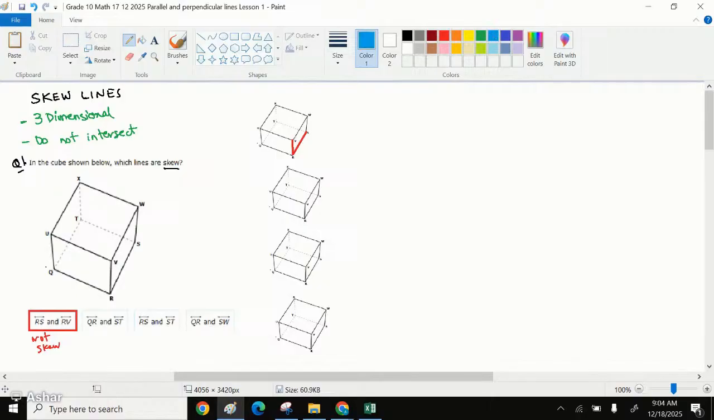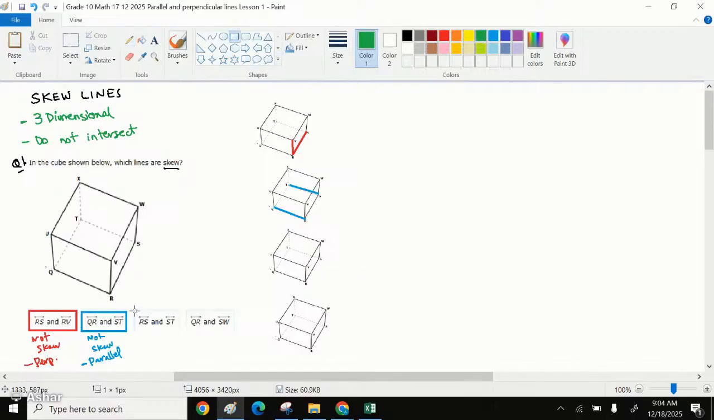Similarly, if we take QR and ST, so where is QR? QR was this. And where is ST? ST is this line. So we can say they are not skew because they are parallel lines, right? They are parallel. The previous one was perpendicular. Now let's look at the next one.